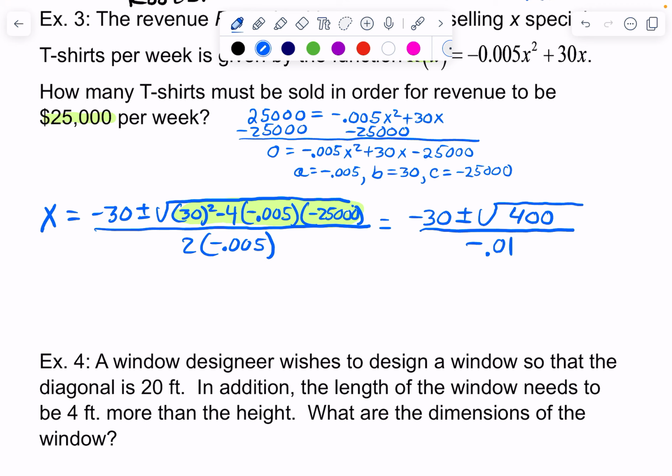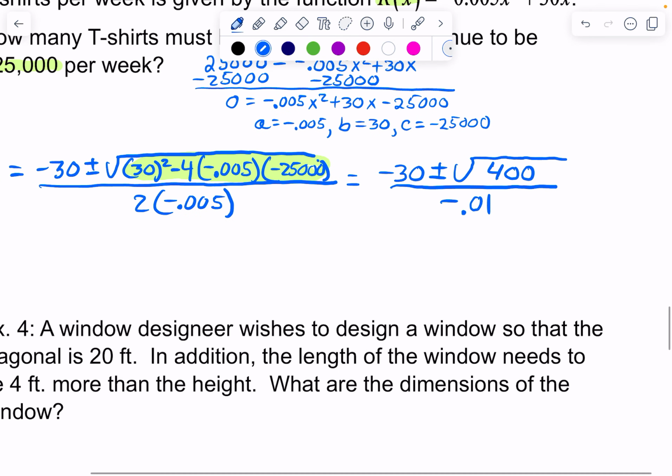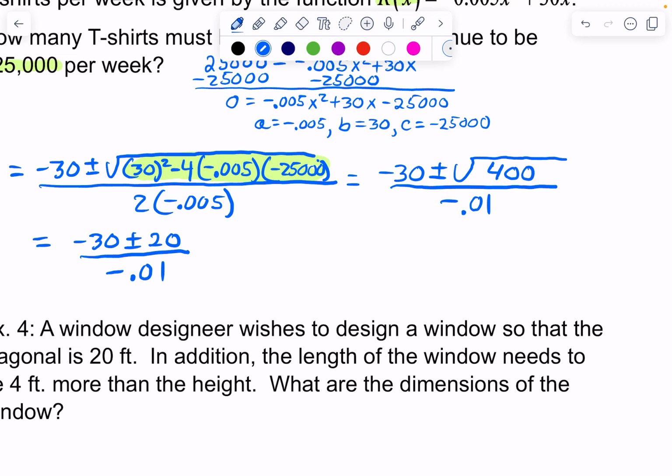Okay? So now the square root of 400 is 20. So this is going to equal negative 30 plus or minus 20 over negative 0.01. So we've got negative 30 plus 20 over negative 0.01. And when we use those calculations, we're going to see that it's negative 10 divided by negative 0.01, which equals 1,000 t-shirts.